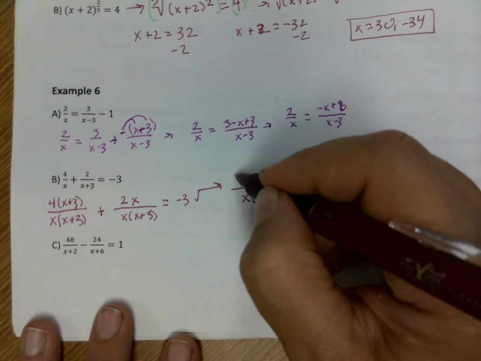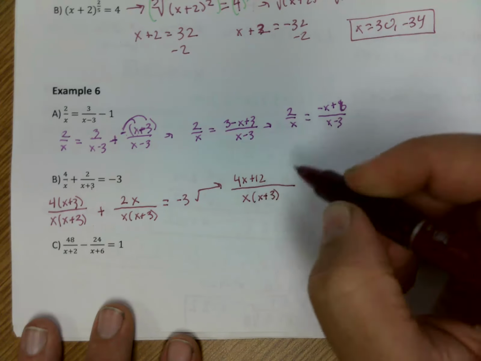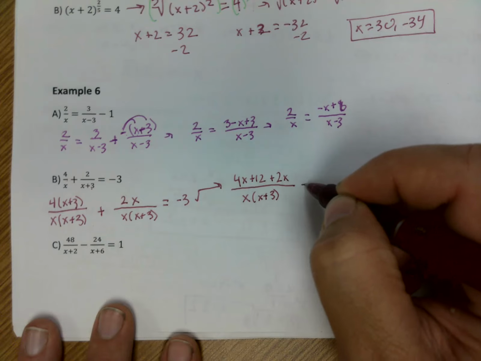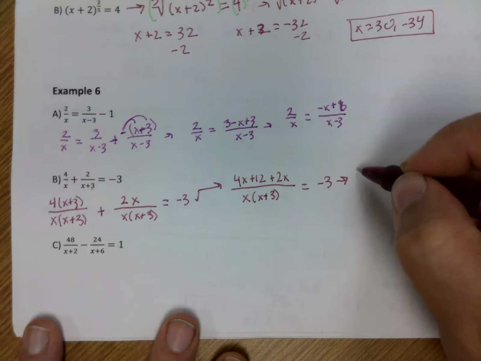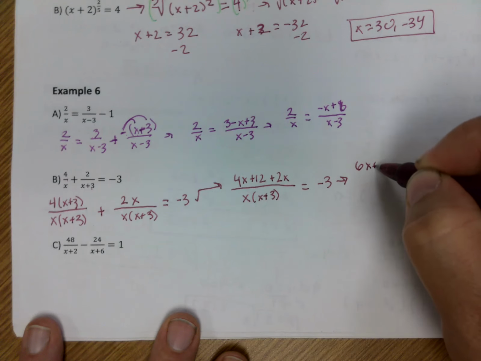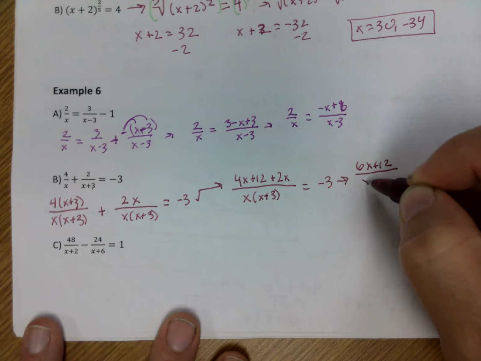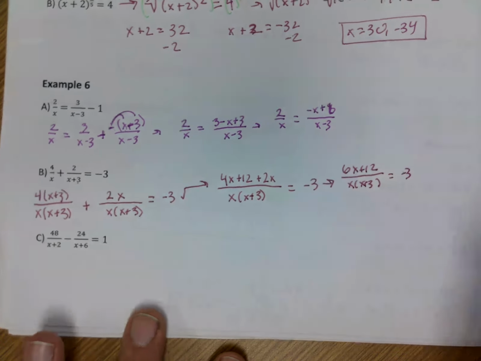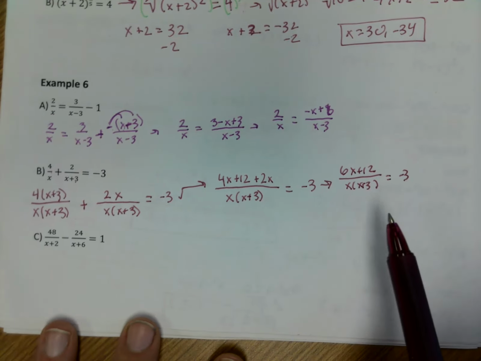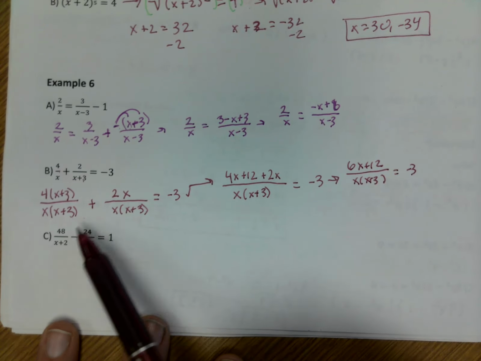If I distribute here, I get 4x plus 12 plus the 2x on top is equal to negative 3. So again, on top, what I have is 6x plus 12 over x plus 3 is equal to negative 3. And then we can multiply that over. So this is another way that you could do this.